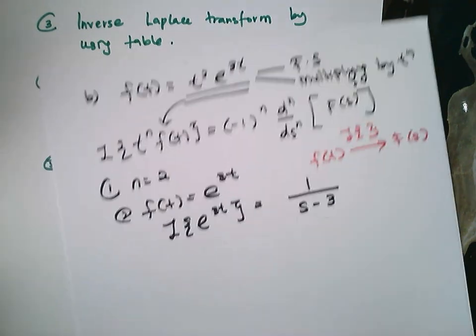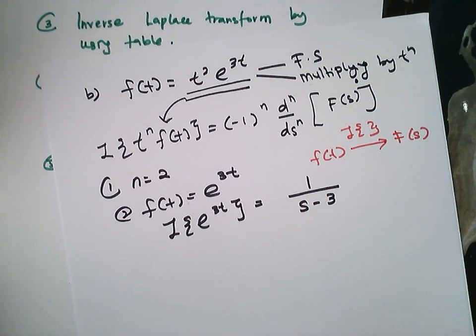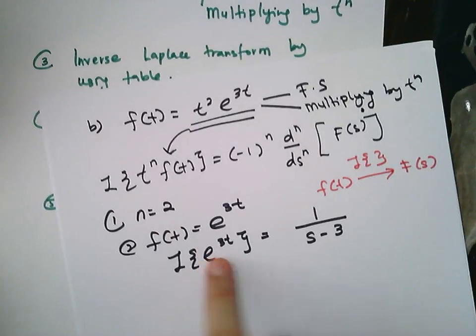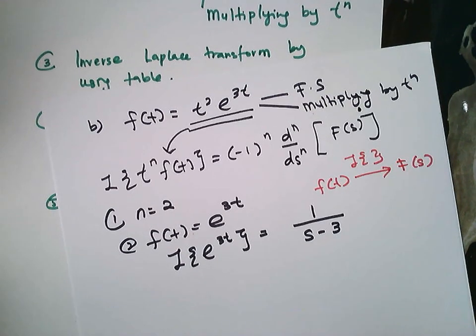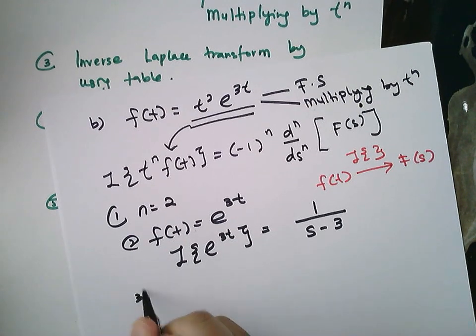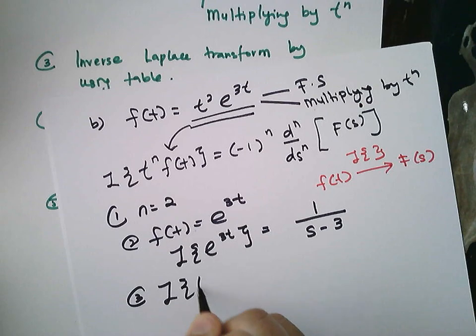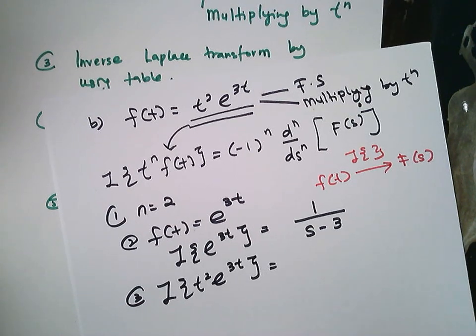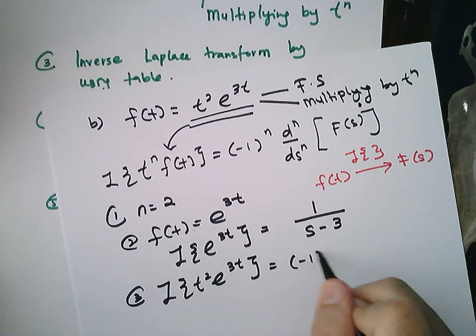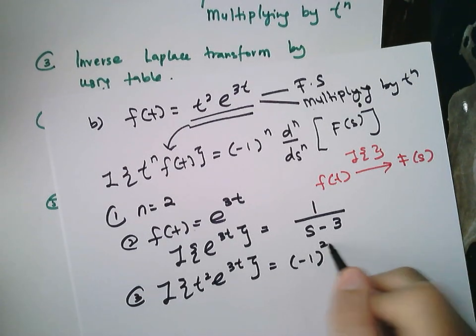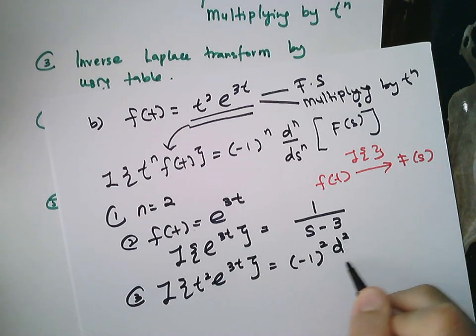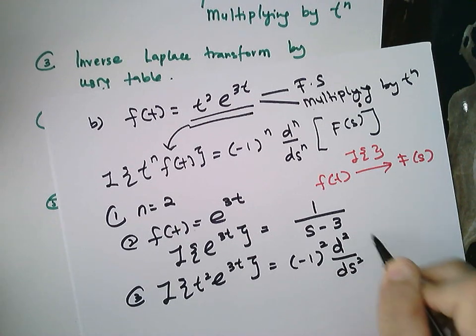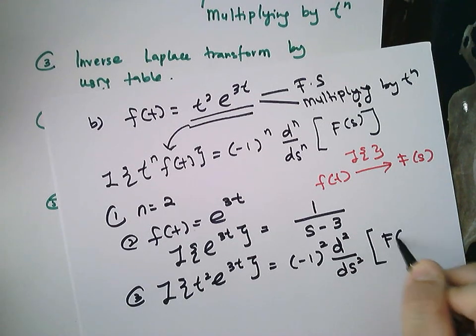Now the Laplace of e^(3t) is equal to 1 over s minus 3. But what you need is the Laplace of t squared e^(3t). So this one is equal to negative 1, since your n is equal to 2, d^2/ds^2 of your F(s).